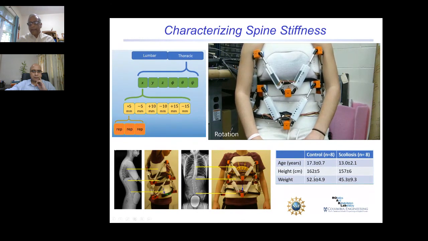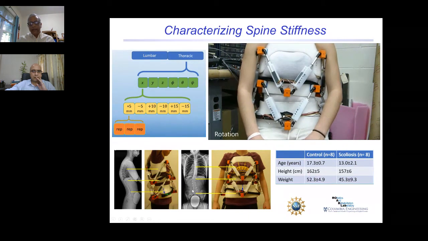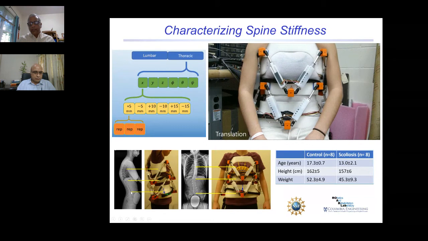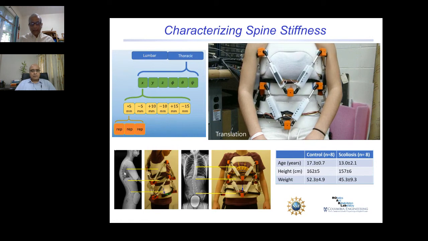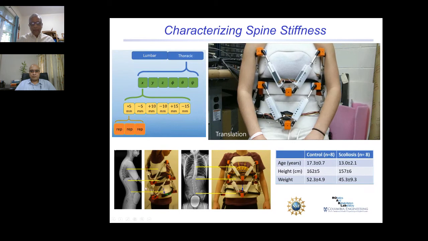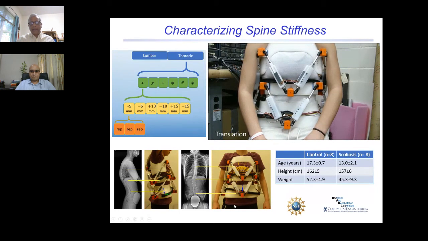If some of you are not familiar with scoliosis, you can see this is an X-ray view of somebody who has a lateral displacement of the spine, or somebody who has a hump on the upper body, and these are called kyphosis, right? And we want to understand what the biomechanical characteristics are.